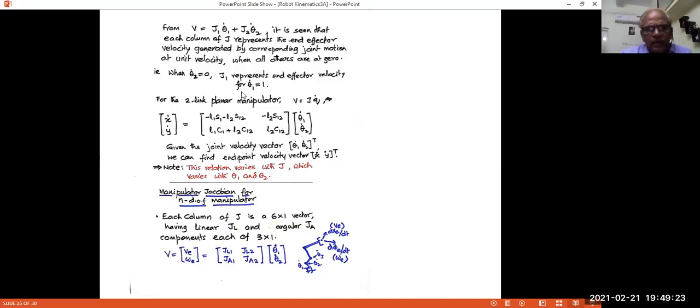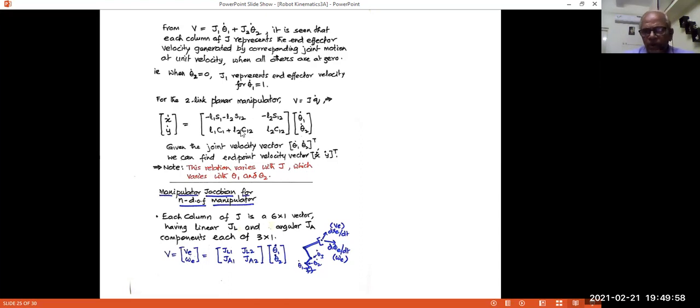For the two-link planar manipulator that we have taken up, the Jacobian is going to be this. As you can see, as theta 1 and theta 2 change, the Jacobian changes. So the Jacobian is not constant in giving the relation between the joint velocities and the endpoint velocity. It depends upon the particular configuration.